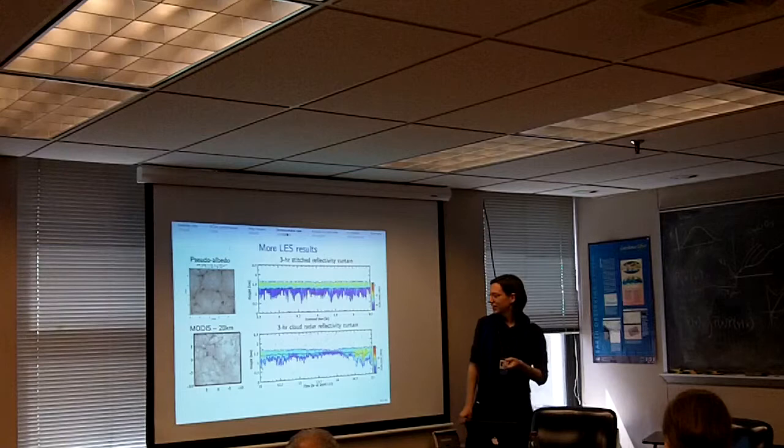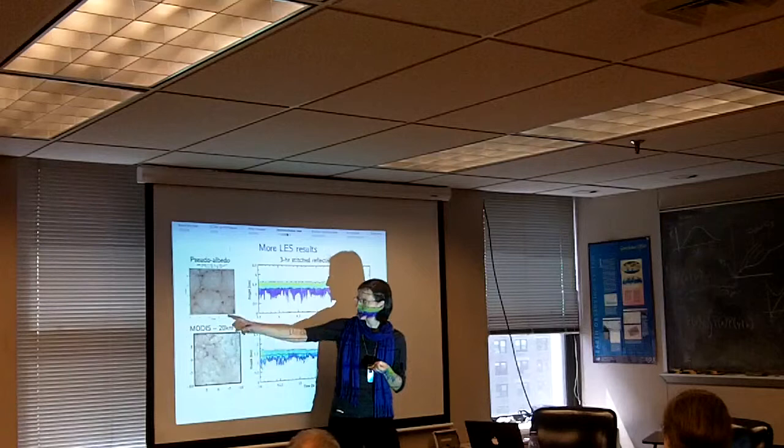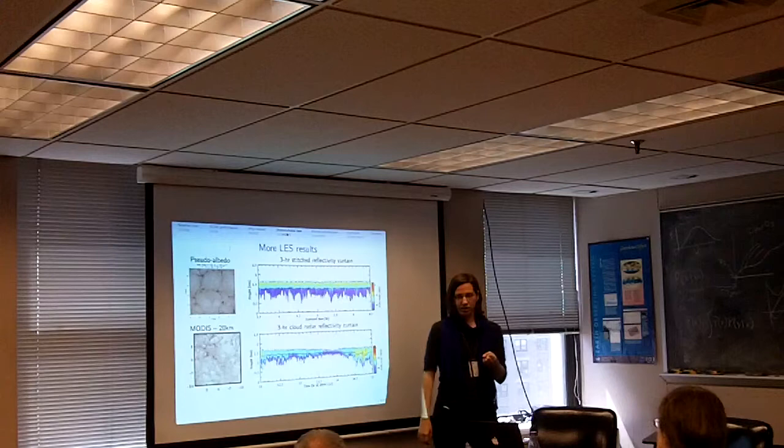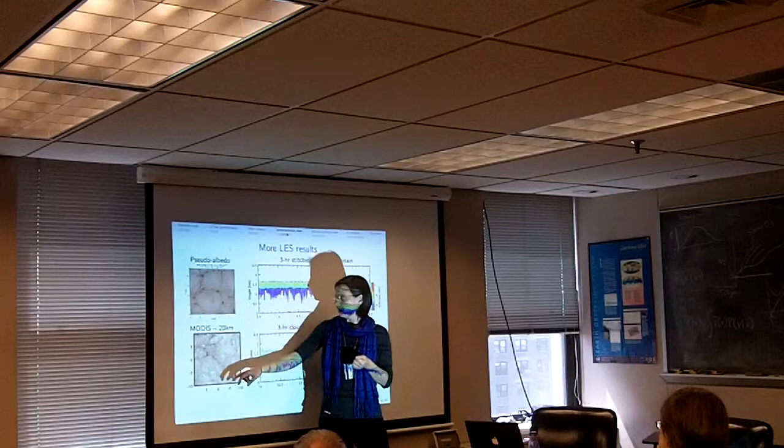It's looking nice. The other one is MODIS, so 20 kilometers by 20 kilometers. I compare with the pseudo albedo computed from the LES. You see similar features too, with some thinning there that you see. That's nice.